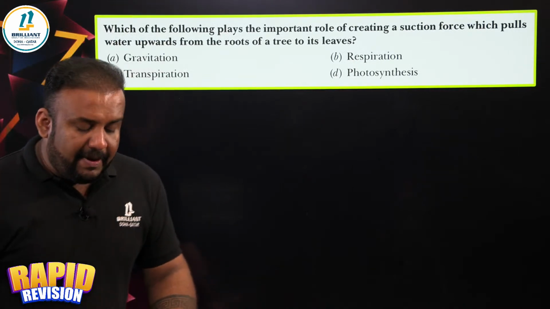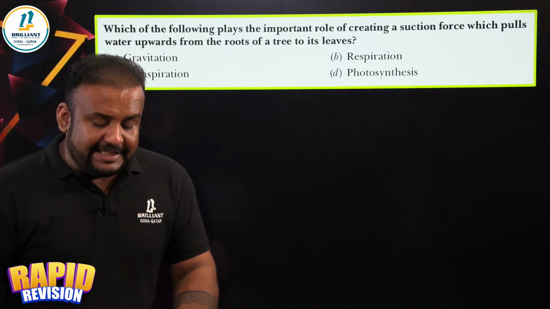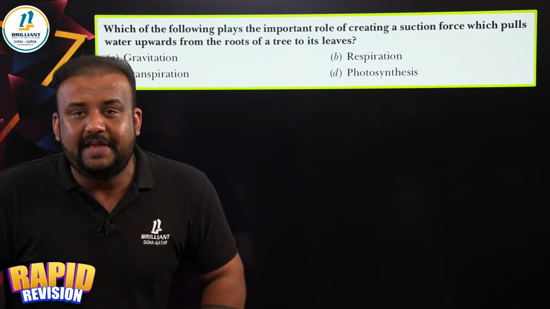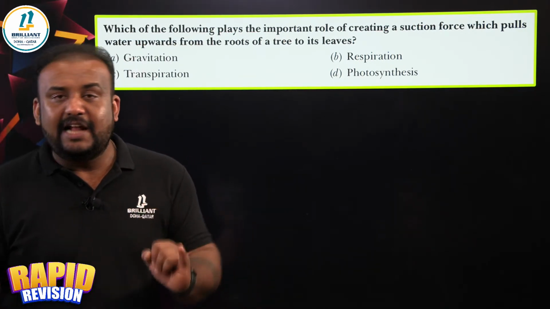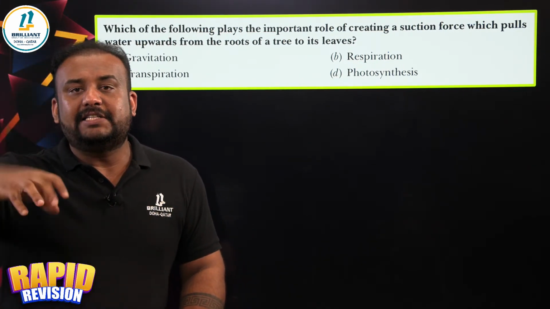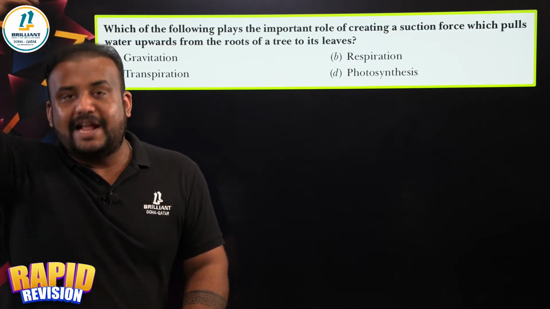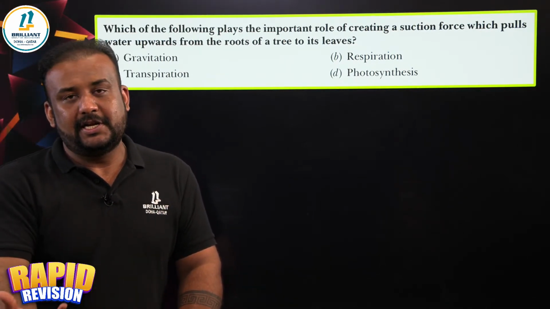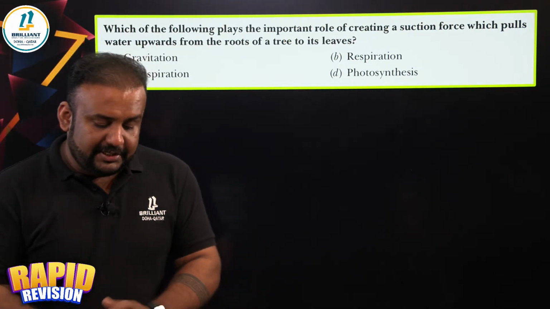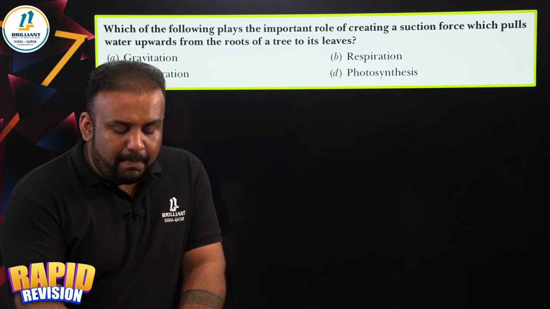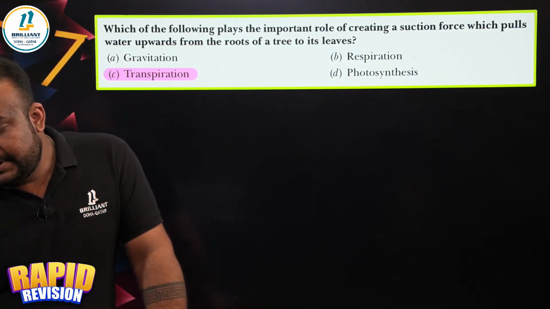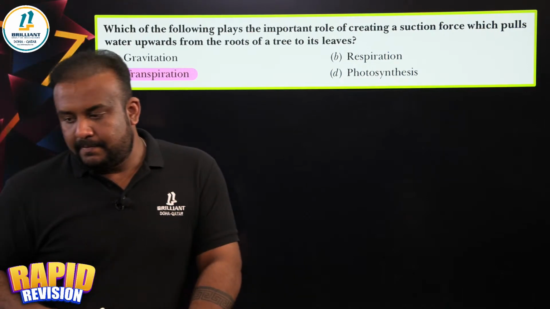Next question. Which of the following plays the important role of creating a suction force which pulls the water upward from the roots of tree to its leaf? Very, very important. In the transportation of water through the xylem, two things play a very important role. One is the suction pull due to transpiration and the root pressure. These are the guiding force of xylem water movement. So it is due to the transpirational pull we see that there is a suction pressure from the top. Is that clear? Right.